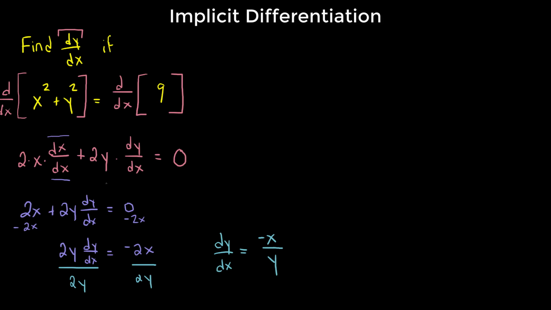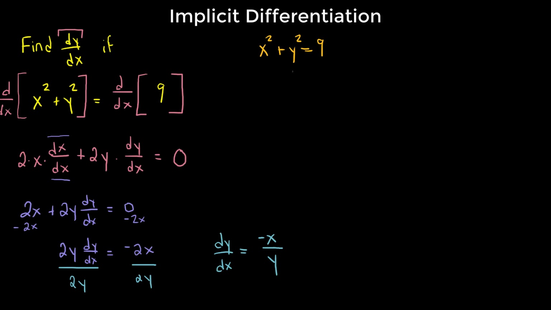And here's what I mean. Let me go ahead and just change the colors. Let's go ahead and say orange. And again, we're trying to find dy/dx if x squared plus y squared equals 9. All right, I'm going to go ahead and calculate y first. I'm going to solve for y and then take the derivative explicitly.